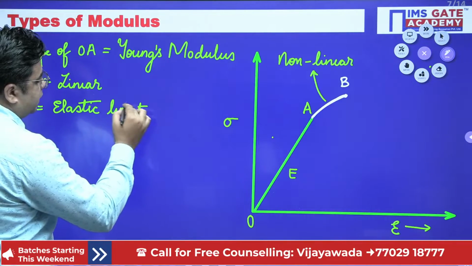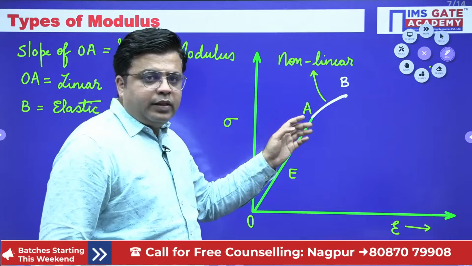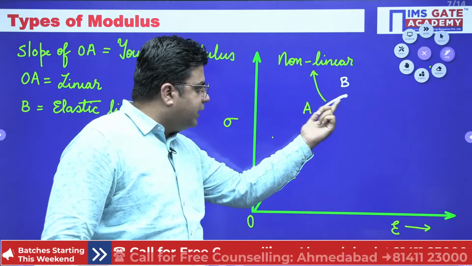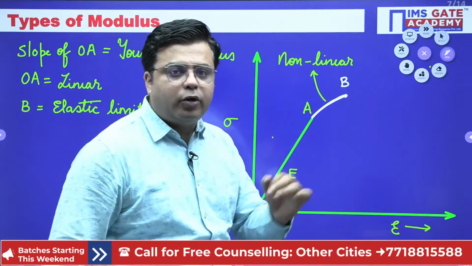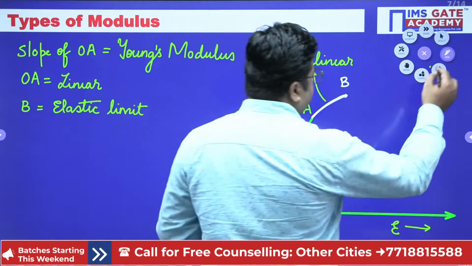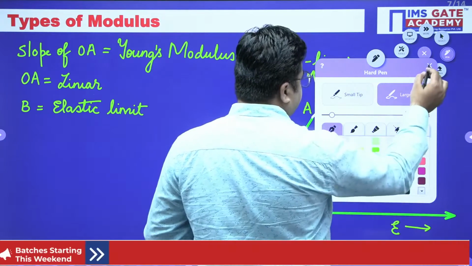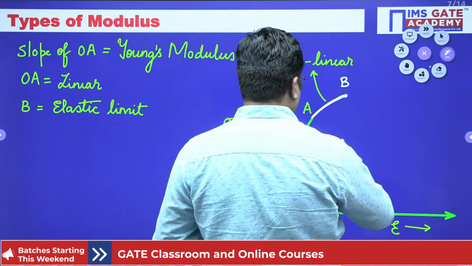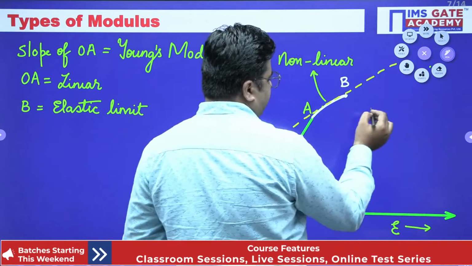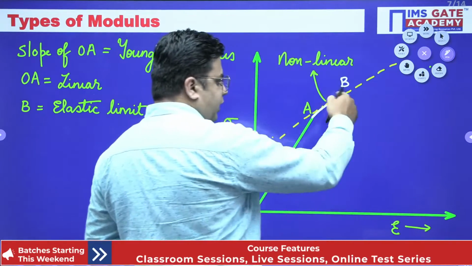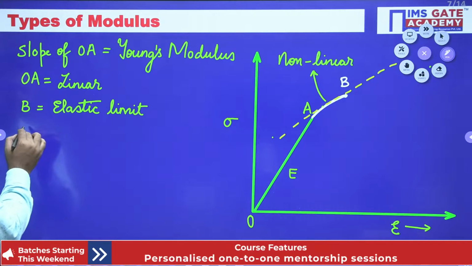So Young's modulus is for only the slope of OA. The slope of this non-linear part AB is termed as the tangent modulus, right?